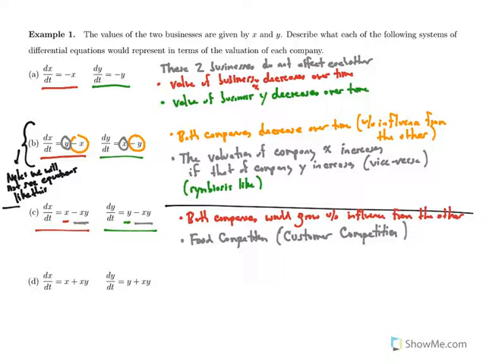So this is what we did in the lecture video, this is a food competition or a customer competition kind of idea. And in the last differential equation, we have the same idea as down here. Both companies would grow without the influence from the other. That's from the positive x and positive y. But here, because of the positive xy, we have this idea of symbiosis, that both increase their valuation if the other company does well.